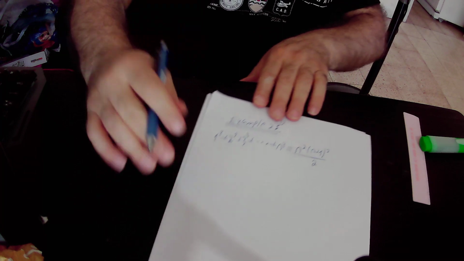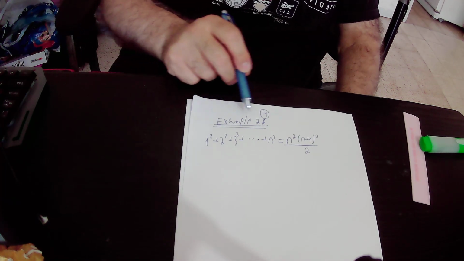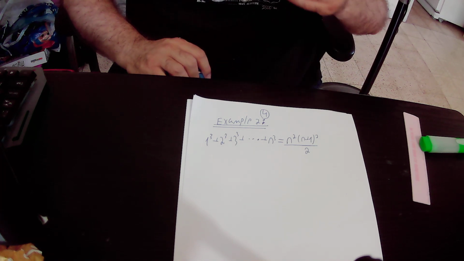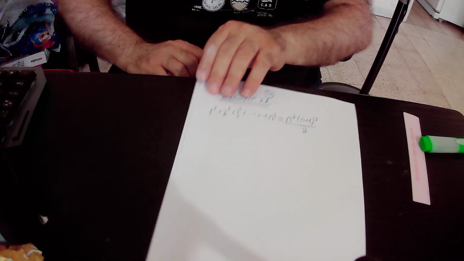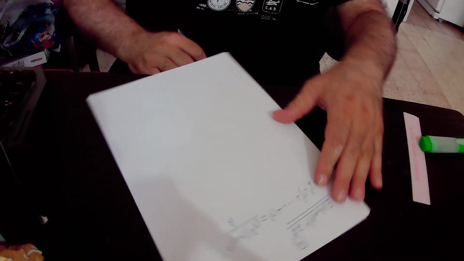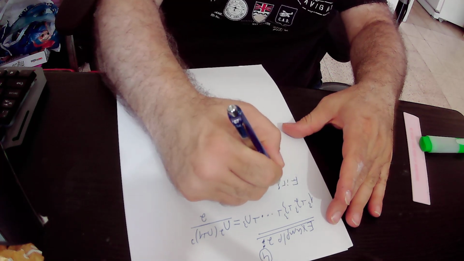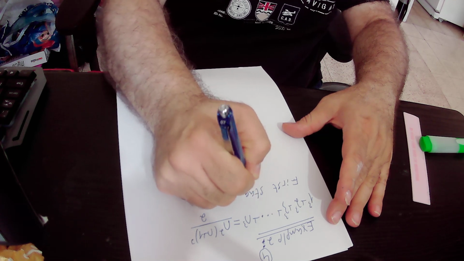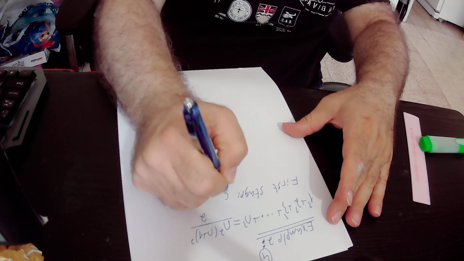So we have to prove that this statement is true for all the natural numbers. We will start with the first stage. That is to say, we will check if the statement is true for n equals 1.